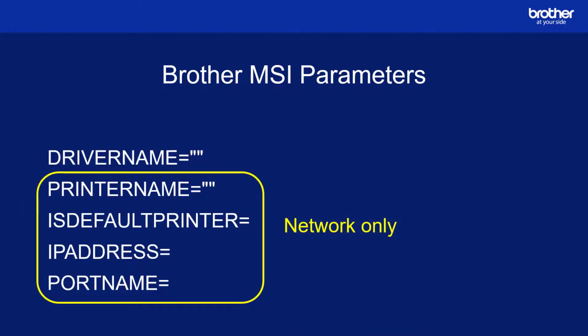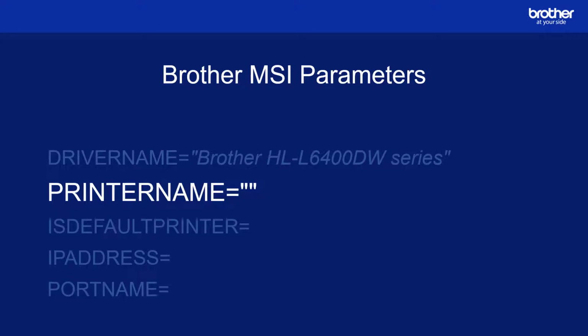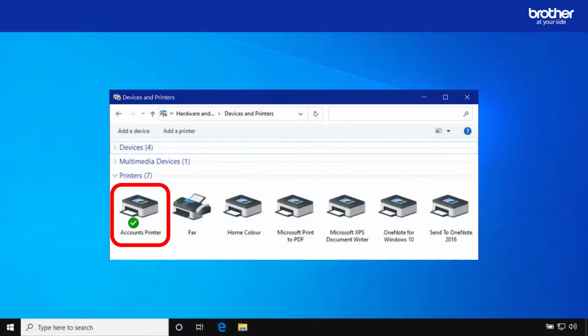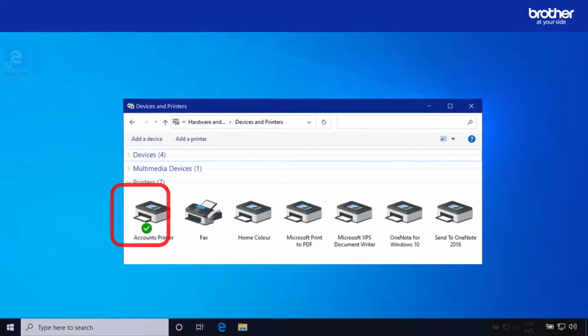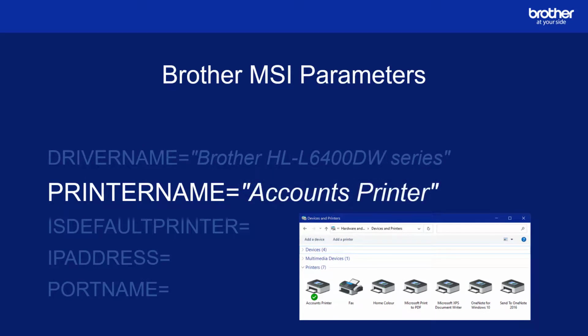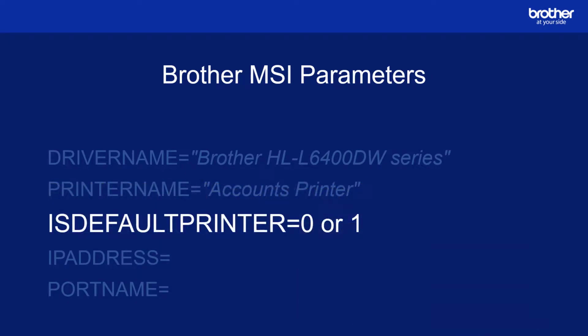As mentioned before, these parameters are for network connected devices. The printer name parameter is the name you want to assign to the Windows print queue. If you omit it, by that I mean do not use it, the installer will use the driver name instead. In this example, the name of the print queue is called accounts printer and should be typed like this within quotation marks. Use this parameter if you want to set your Brother device as the default print queue. Omitting it or setting the value as zero will leave the current print queue as is.